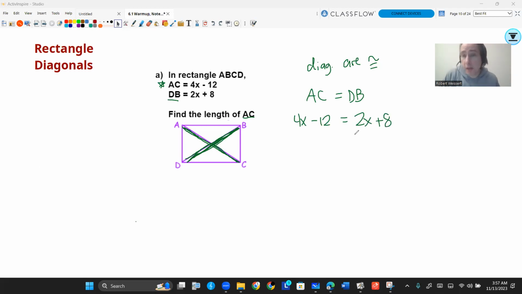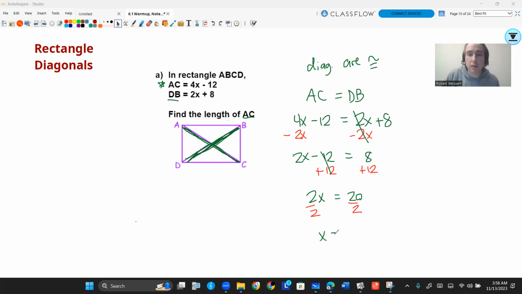So we're going to get all the x's on one side. I will subtract the 2x from the 4x. That's going to give me 2x minus 12 equals 8. Those cancel out. Next thing I want to do is add that 12 to both sides. 8 plus 12 is going to be 20. And then finally, divide by 2. So x is going to be 10.